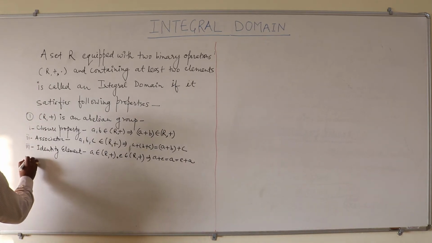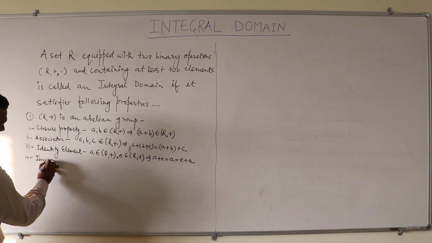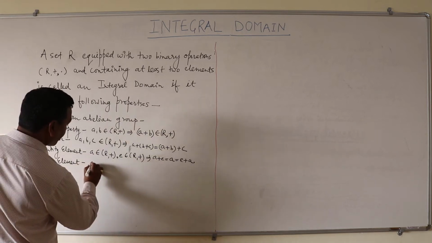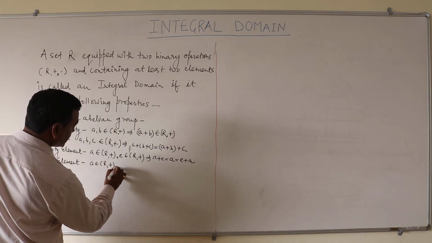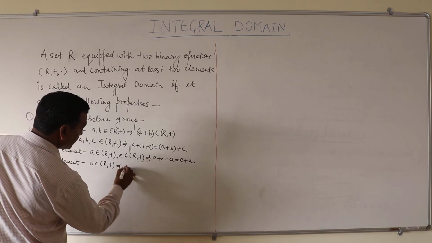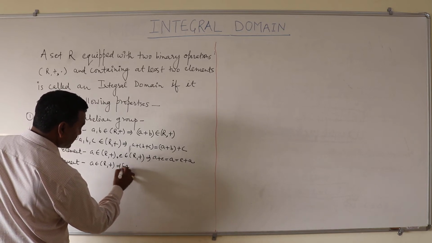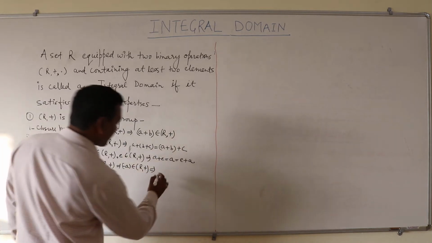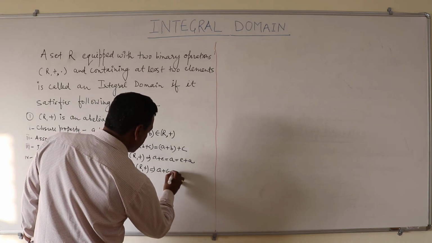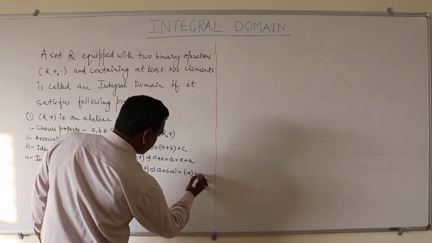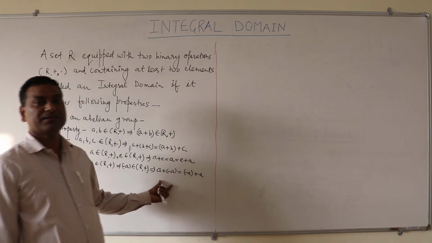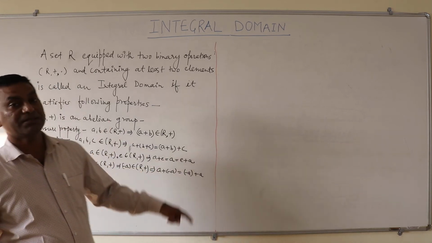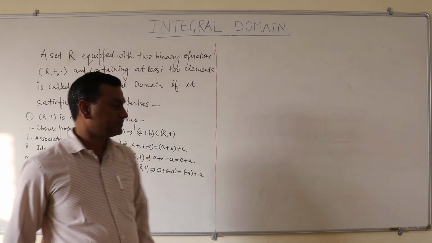And the fourth one is the inverse element. If a belongs to R plus, then there will be minus a that will also belong to this R plus. It implies that a plus minus a equals minus a plus a. This is known as additive inverse. If a belongs to this set, then certainly there will be minus a.